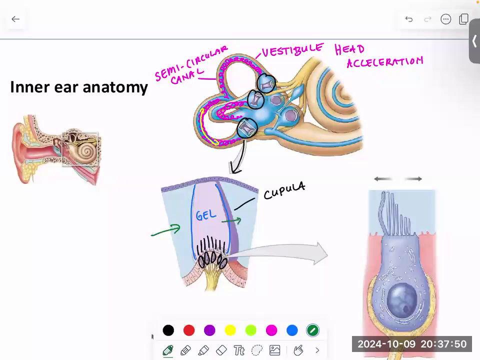Therefore, it bends the hair cells. Can you see that bending hair cells is a big thing in the ear? Bending hair cells is what's going to allow you to detect sound. Bending hair cells is what's going to allow you to detect which way you are moving. So here's how a hair cell looks. Here's the actual cell itself.